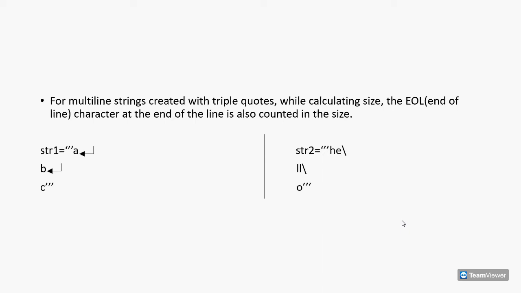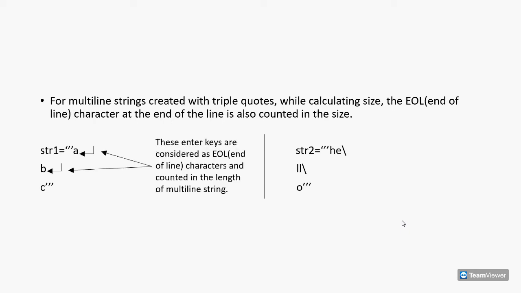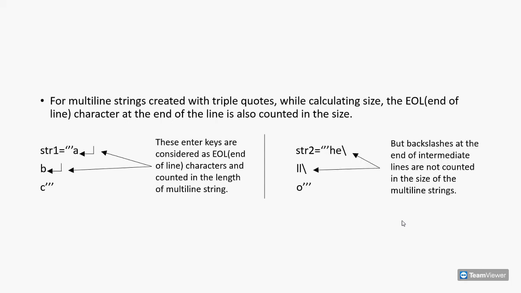So if we calculate the length of the first string, that is str1, the value should come out to be 5. This is because the end of the line character is also counted in the size. So here we have the explanation too. For str2, we have a backslash put at the end of the line for each of the words in the line. But backslashes at the end of the intermediate lines are not counted in the size of the multi-line strings.